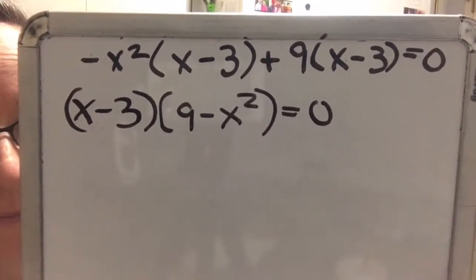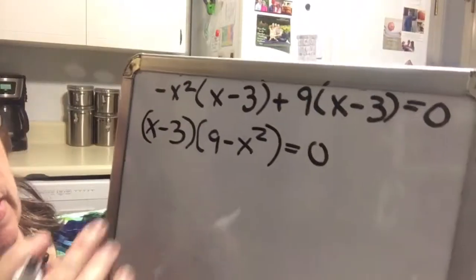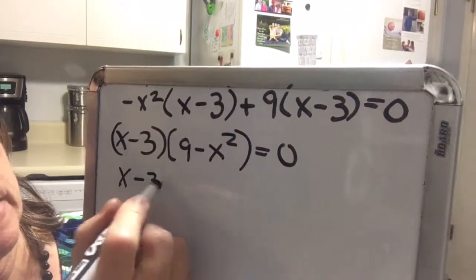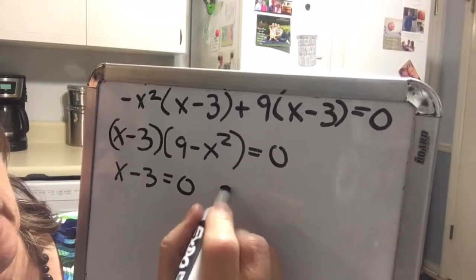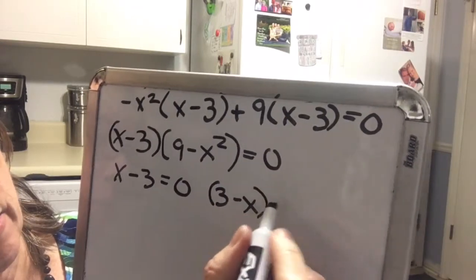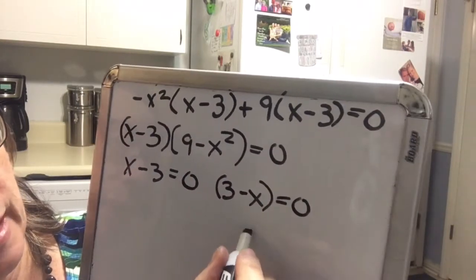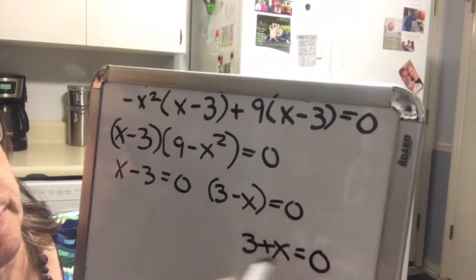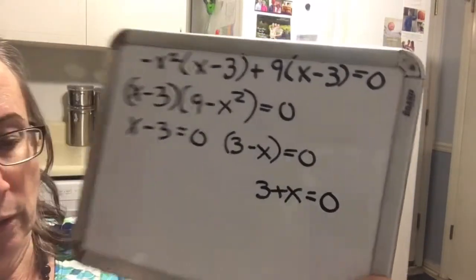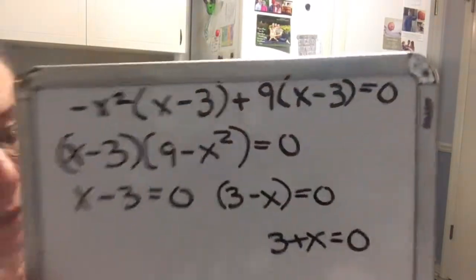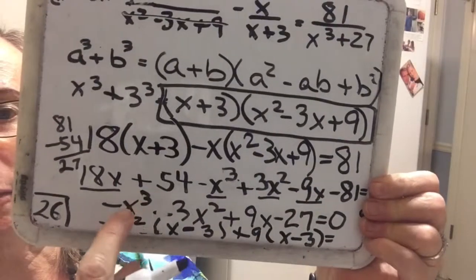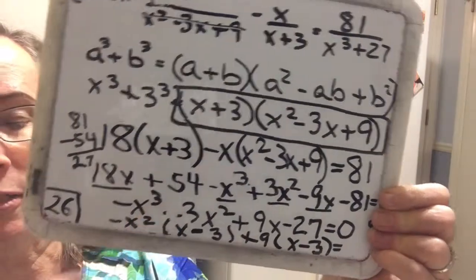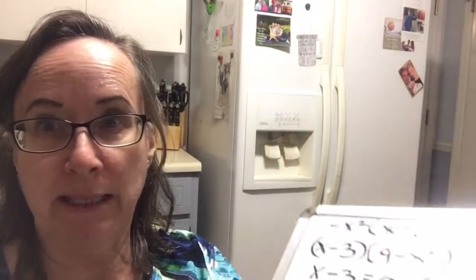Okay, so now to solve, I'm going to take each one of the factors and set them equal to 0. So I get x minus 3 is equal to 0. And then this one really can factor again. And this is going to give me a 3 minus x and a 3 plus x. Both I can set equal to 0. Okay, so remember, I have a cubic equation, right? Back over here on this board, we have a cubic equation right there, negative x cubed, which means it should have 3 solutions, or the possibility of 3 solutions.